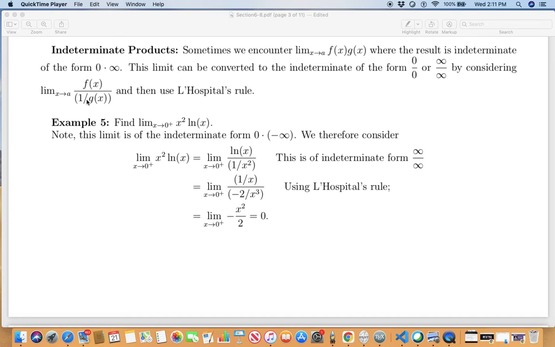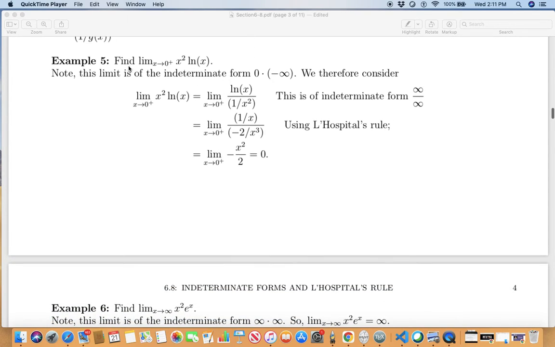You see, f over 1 over g(x) is the same as f(x) g(x). What's the advantage? If f was going to 0 and g was going to infinity, now you have a 0 over 0 form. If f was going to infinity and g was going to 0, then this is now an infinity over infinity form. So you get our known form, and we can then apply L'Hopital's rule.